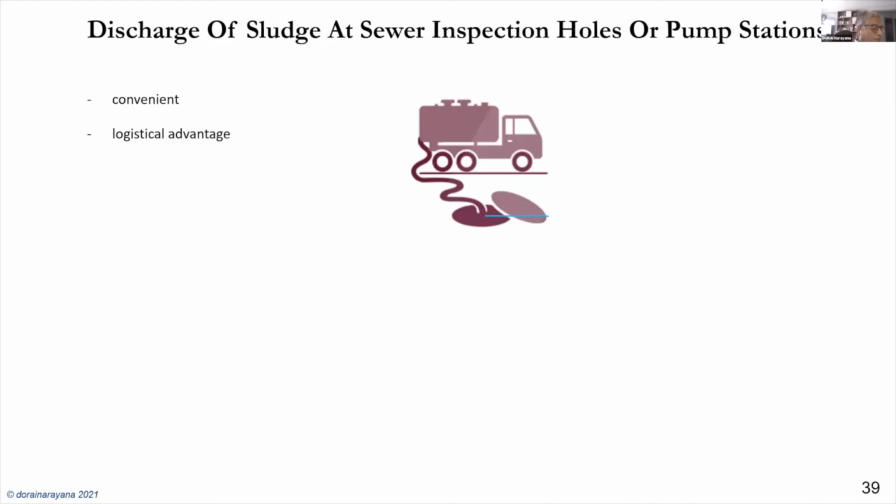I just want to talk a little about this discharge of the sludge at manholes or pump stations. This is very convenient and it has a logistical advantage because manholes are everywhere. Pump stations are also at many locations, compared to the sewage plant, maybe only at a very far location. And it may not make sense for the tanker operator to go all the way there. So when you allow this, you'll find many people take advantage of this. But there are many downsides to this, which we must consider.